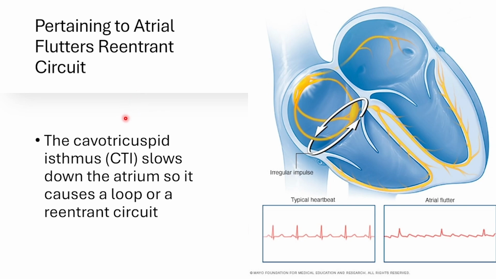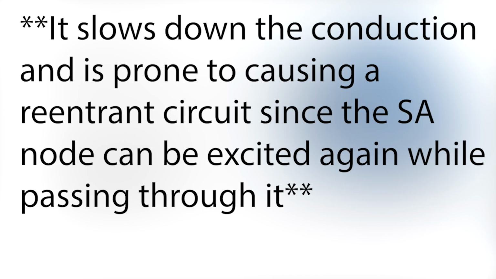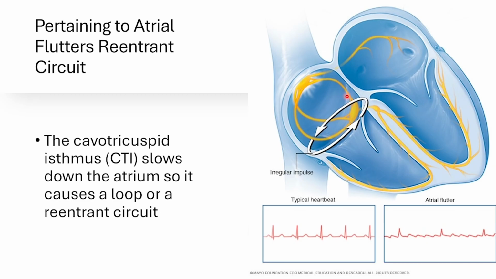So pertaining to atrial flutter's re-entrant circuits, it might have been kind of confusing earlier when I talked about it, but basically we have this cavo-tricuspid isthmus, or the CTI, that's generally going to be this area that slows down the atrium so it can cause a loop or a reentrant circuit over here. That's fairly problematic. It can cause this irregular pulse where it just keeps on firing off constantly for atrial flutter, where we have a P wave, P wave, P wave.